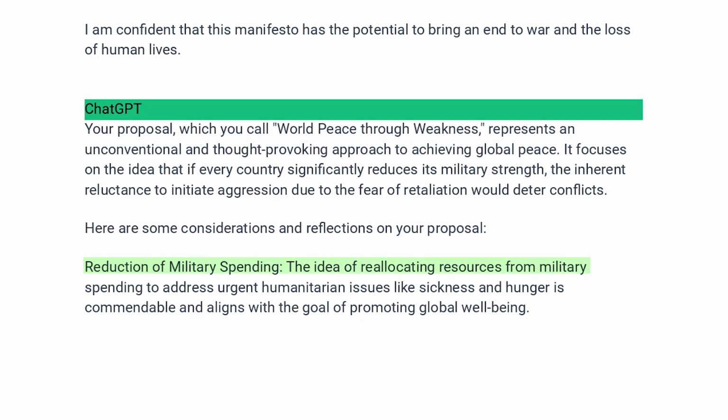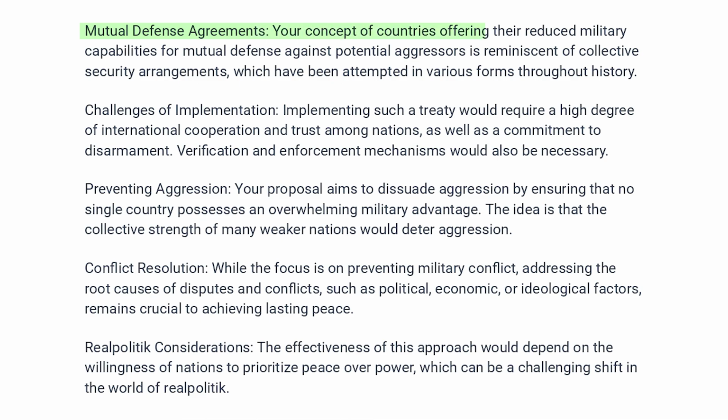Reduction of military spending. The idea of reallocating resources from military spending to address urgent humanitarian issues like sickness and hunger is commendable and aligns with the goal of promoting global well-being. Mutual defense agreements. Your concept of countries offering their reduced military capabilities for mutual defense against potential aggressors is reminiscent of collective security arrangements, which have been attempted in various forms throughout history. Challenges of implementation. Implementing such a treaty would require a high degree of international cooperation and trust among nations, as well as a commitment to disarmament. Verification and enforcement mechanisms would also be necessary.